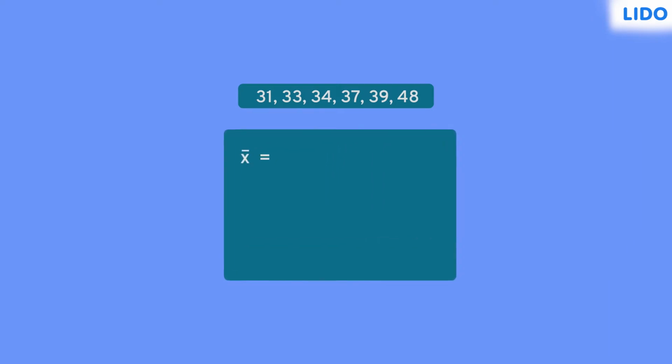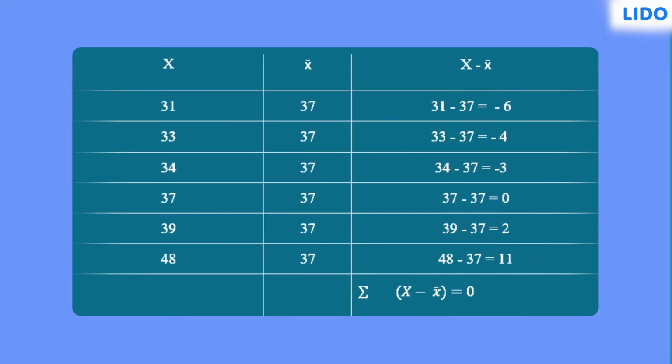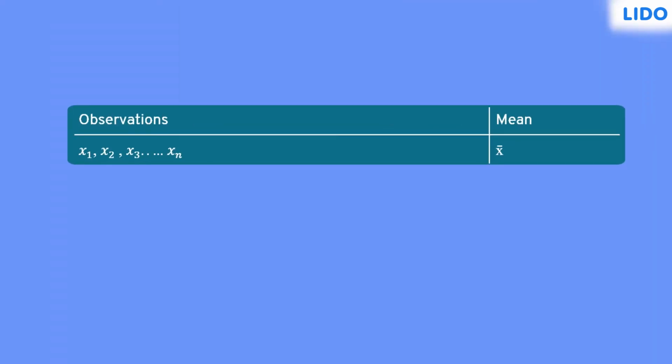Suppose we have to find the mean of 31, 33, 34, 37, 39 and 48. Its mean is calculated by applying the formula x bar equals the summation of x divided by the number of observations, that is x bar equals 37. Now the sum of difference of each observation and the mean is given as summation x minus x bar, which equals 0.